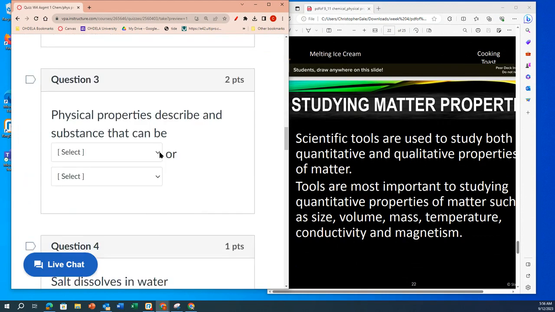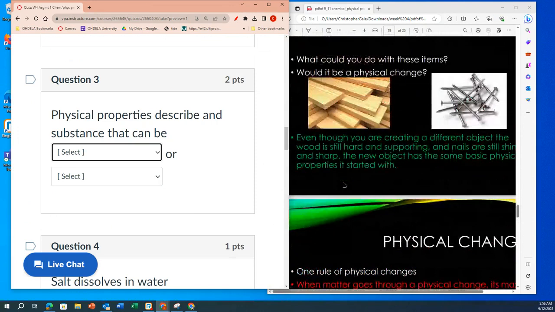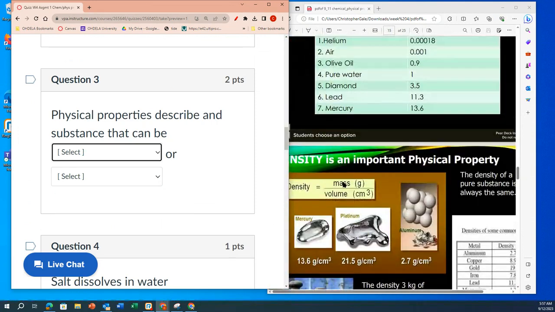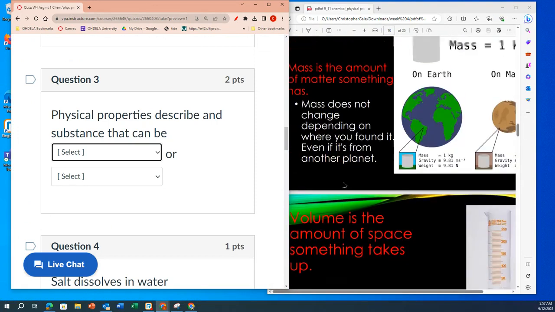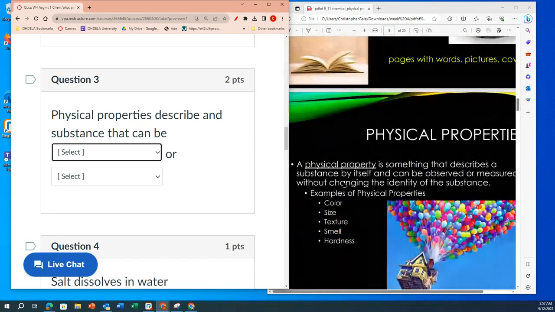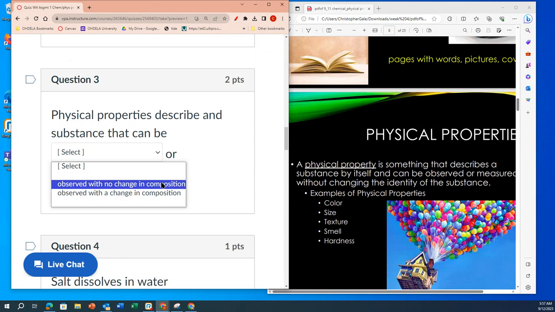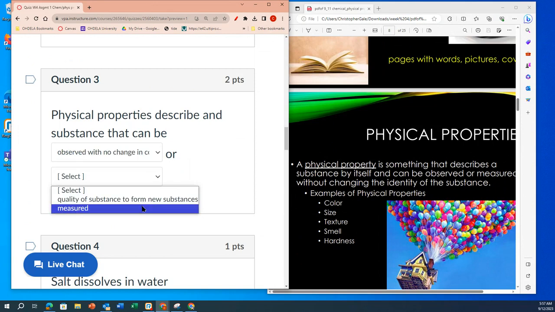Physical properties describe a substance. All right, so let's look at physical properties. That would be the part in the beginning here. A physical property is something that describes a substance that can be observed and measured. Observed, no change in the substance. Yep, that's what that one says. And measured.